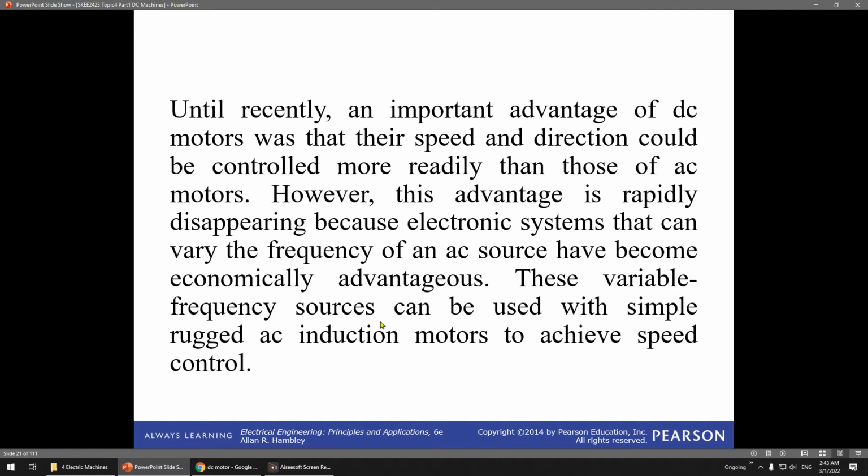This variable frequency source can be used with a simple rugged AC induction motor to achieve speed control. You can see here the advantage of the induction motor: it is rugged, hard to destroy, very rugged. And you can use power electronics to control the speed.